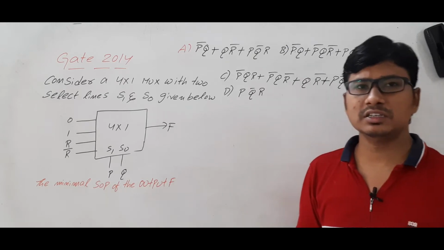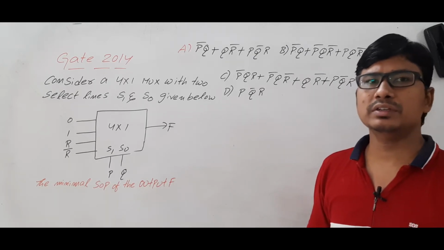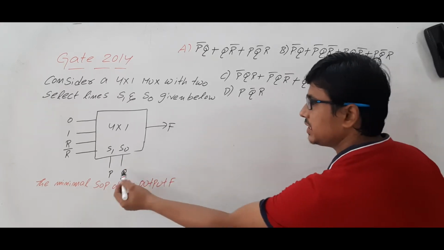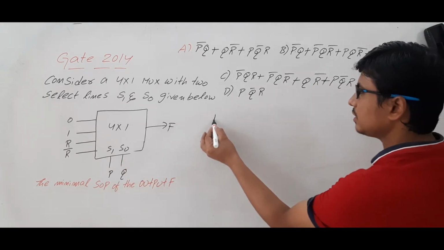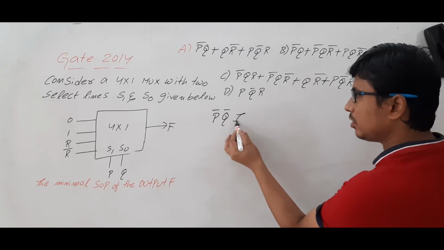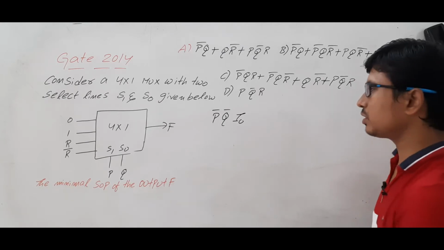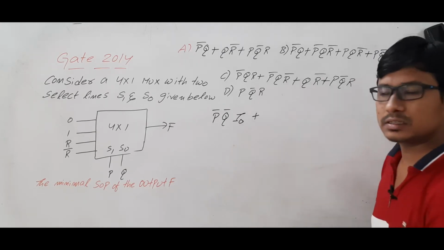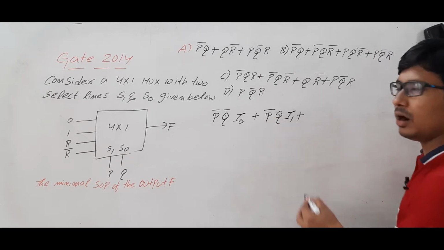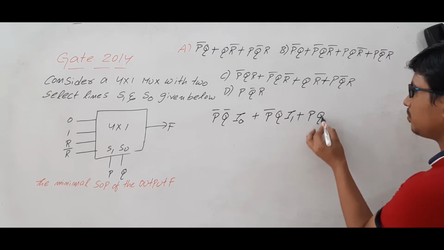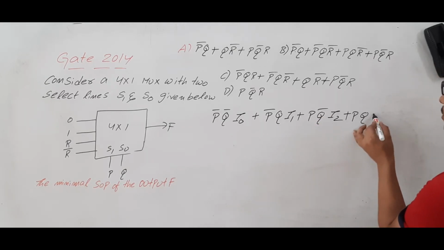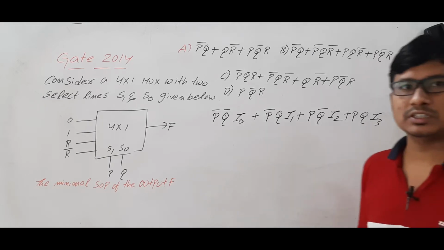Now when we were discussing the multiplexer, we discussed one equation. If you have two select lines, let's take P and Q. Then what I will get is P complement Q complement I0 plus P complement Q I1 plus P Q complement I2 plus P Q I3. So this is the expression we will get.